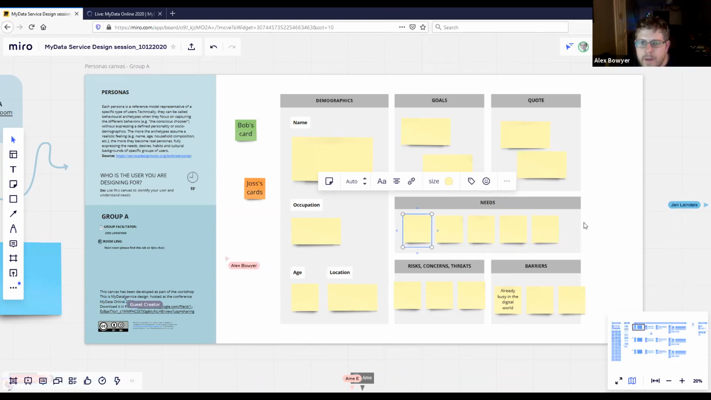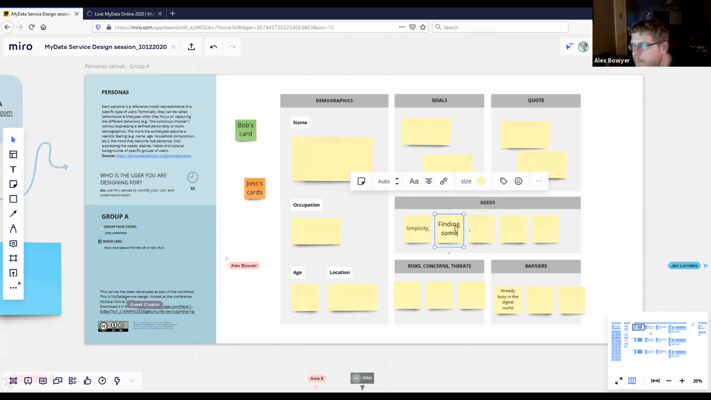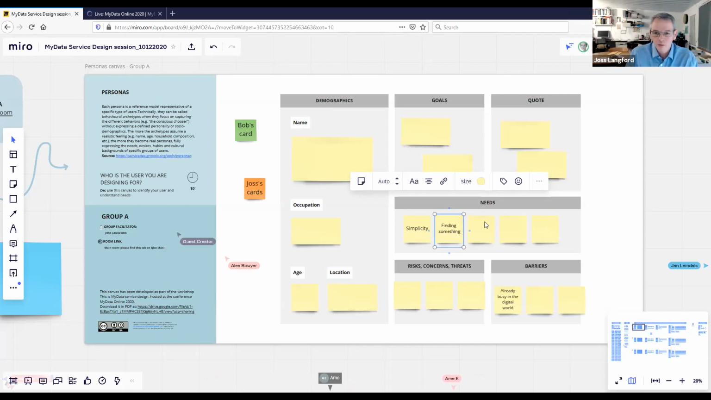Simpler, simplicity, basically. So that simple is a way of doing things. It is a need in itself, but what are the underlying? Finding something. Yeah. Find things easily. And why do they? So there's getting an overview is another one as well. Okay.